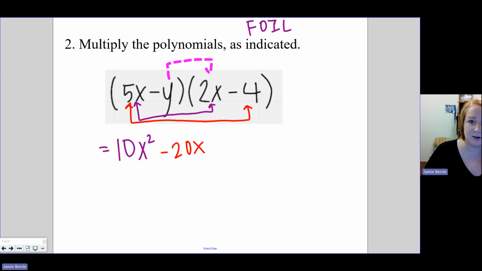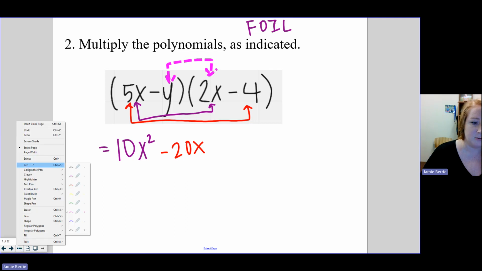All right, then we're doing the inner terms. Negative y times 2x. Oh goodness, let me fix this before I write this down.